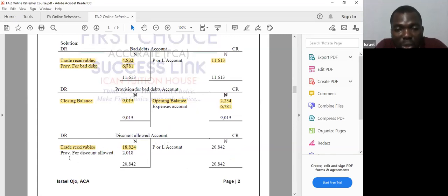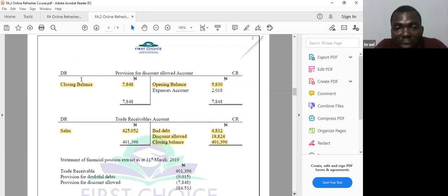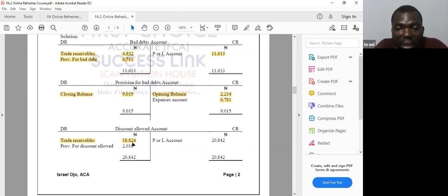Then also we go back to our discount allowed. We're going to write off the difference of provision for discount allowed. So in the discount allowed account, we have the opening balance of 5,830, and we have the closing balance. It means it has increased. So what is the increase there? The increase there is 2,018. So that 2,018 will be written off to the discount allowed account. Then from there, the total will be written off to the profit or loss account.